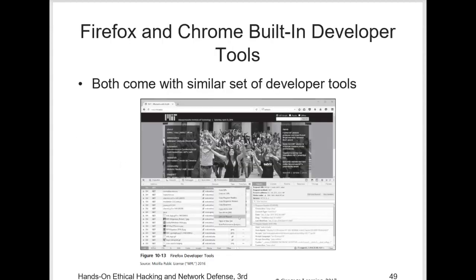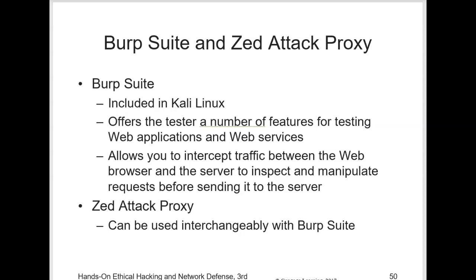Okay. Now, Firefox and Chrome built-in developer tools. These two browsers come with a similar set of developer tools that allow us to view parameters in requests, to examine cookies, and even tamper with and send requests, right? So very powerful capabilities there. Now, Burp Suite and Zed Attack Proxy. Burp Suite offers a tester a number of features for testing web applications. And it's going to allow you to intercept traffic between the web browser and the server and inspect and manipulate a request. It can also crawl and scan and brute force some applications. And it has many commonalities with the Zed Attack Proxy, as we've discussed in previous chapters.